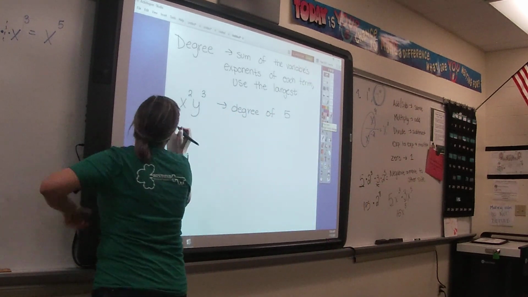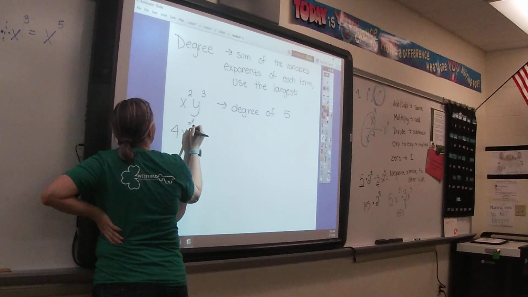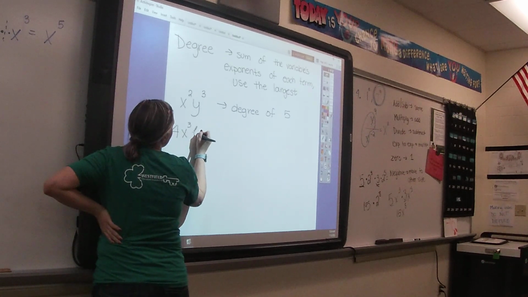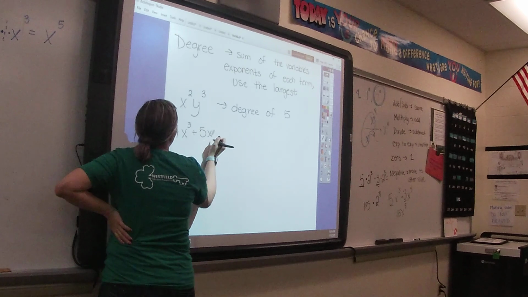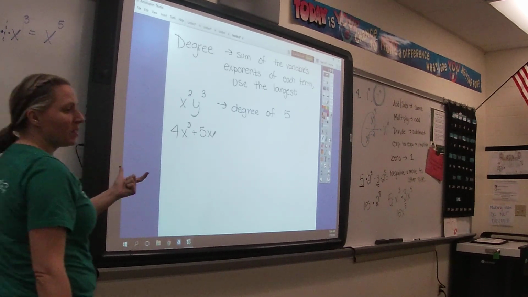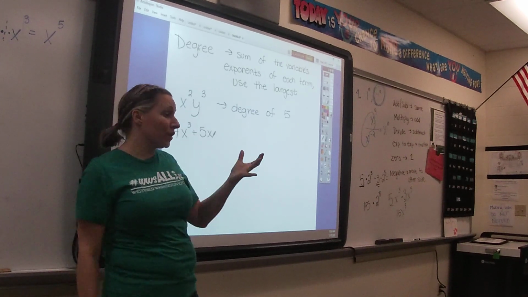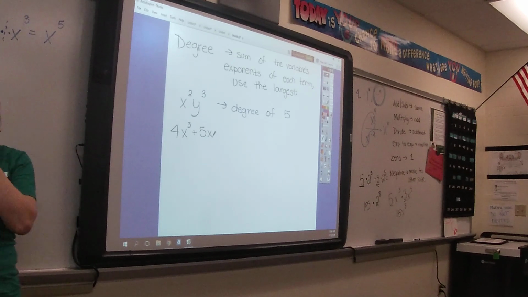Okay, so what if I say 4x to the third plus 5x? How many terms does that have? 2. So what would we call this in terms of naming it by its number of terms? A binomial. This is a binomial.